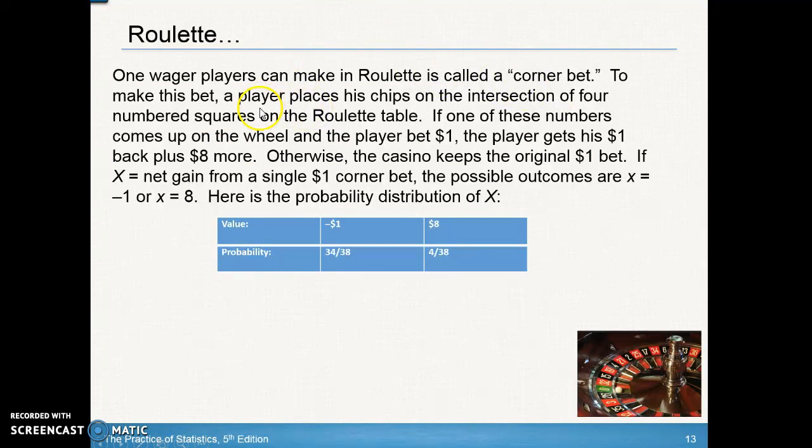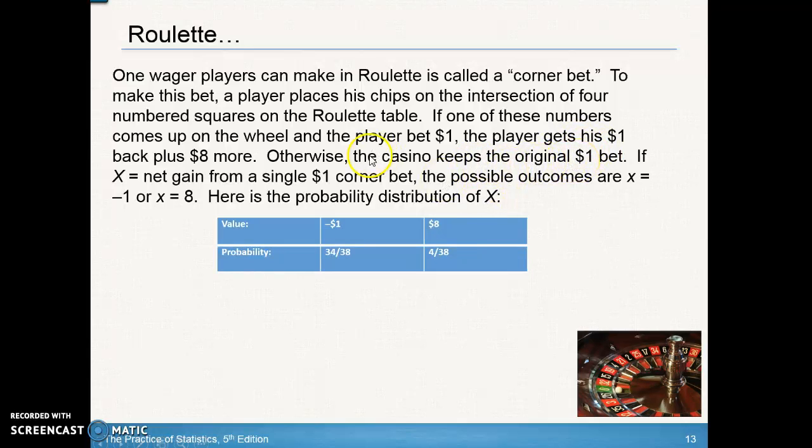So before we go back to that one, let's just take a look at some Vegas games and roulette. So one wager players can make in roulette is called a corner bet. So to make this bet, a player places his chips on the intersection of 4 numbered squares on a roulette table. If one of these numbers comes up on the wheel, the player bet $1. The player gets his dollar back plus 8 more. Otherwise, the casino keeps the original $1 bet.